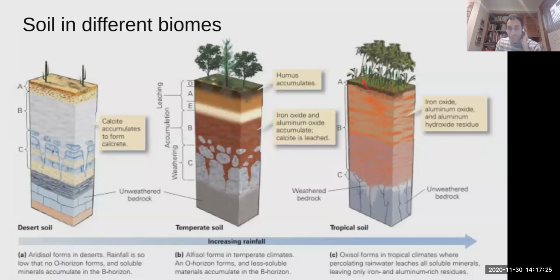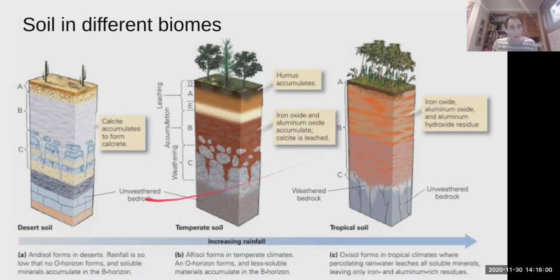Because it rains so much, the percolating rainfall pulls the soluble minerals down, down, down, and only those less soluble ones like iron and aluminum, which are not as water soluble, start to accumulate in the B layer, which is really big. So you get this massive B layer that's left over because of all the leaching downwards, all the uptake from the plants, and the very rapid rate of decomposition. So you get a very unusual soil profile in the tropics because of that.